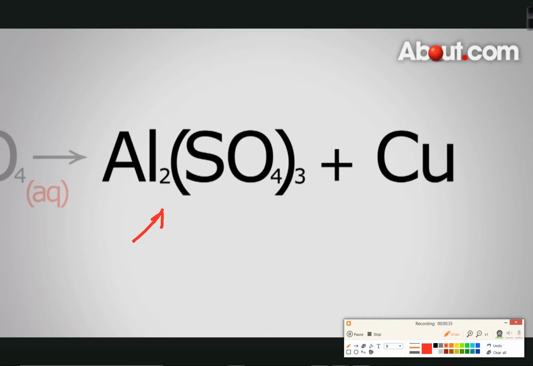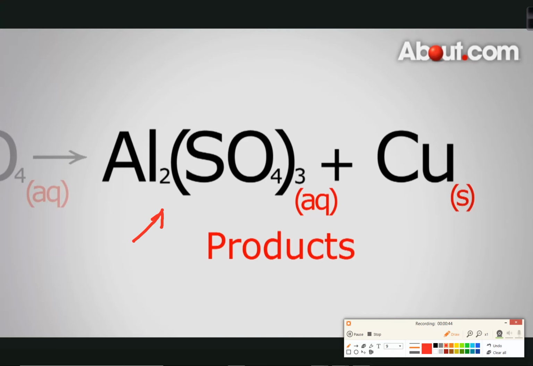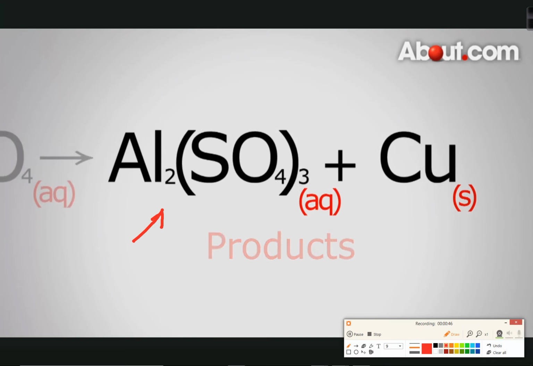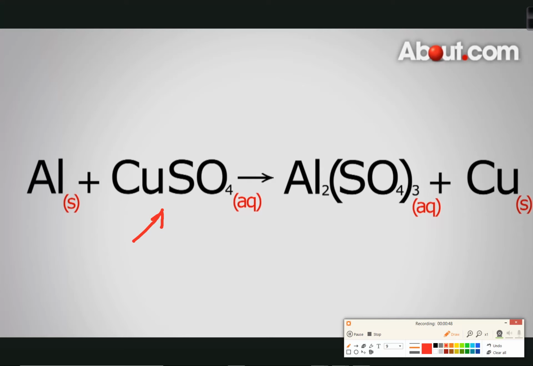On the right-hand side of the equation, we write down our products. In this reaction, the aluminum will displace the copper ion and kick it out of the solution to form copper metal. The skeleton of our reaction is there, but the equation is not yet balanced.